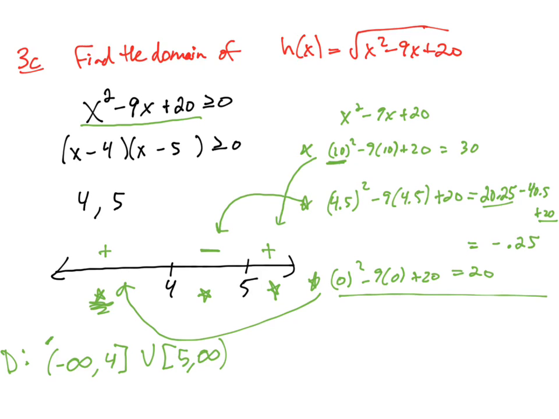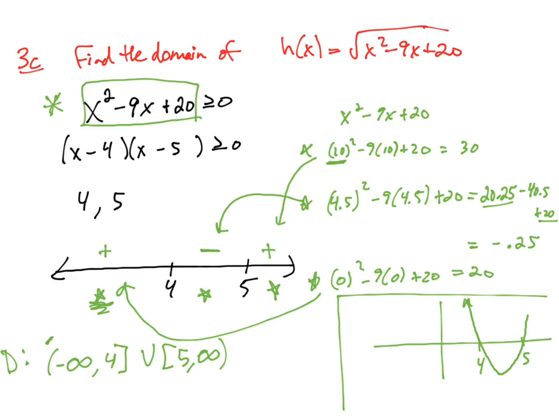A second way we can think about this is if we look at the graph. The graph of this expression right here, x squared minus 9x plus 20, is going to be a parabola, and it's going to cross the x-axis at 4 and 5. Well, where is this positive? This is positive here because the curve is above the x-axis, and it's positive here. So that corresponds to the domain that we just found.